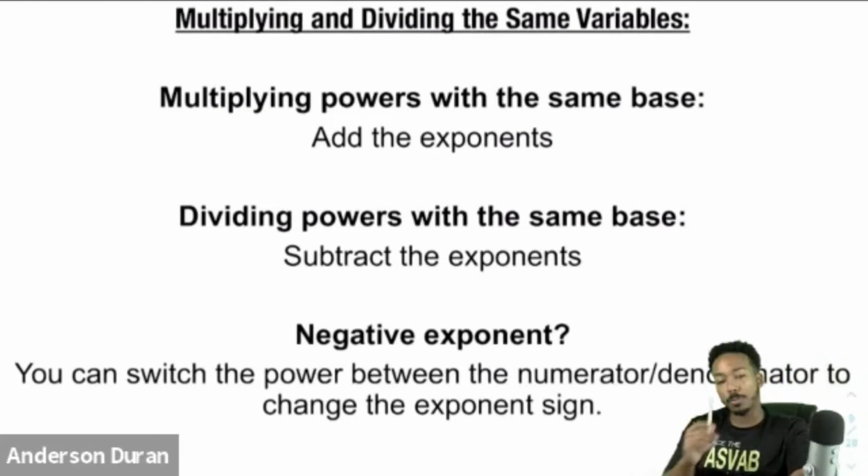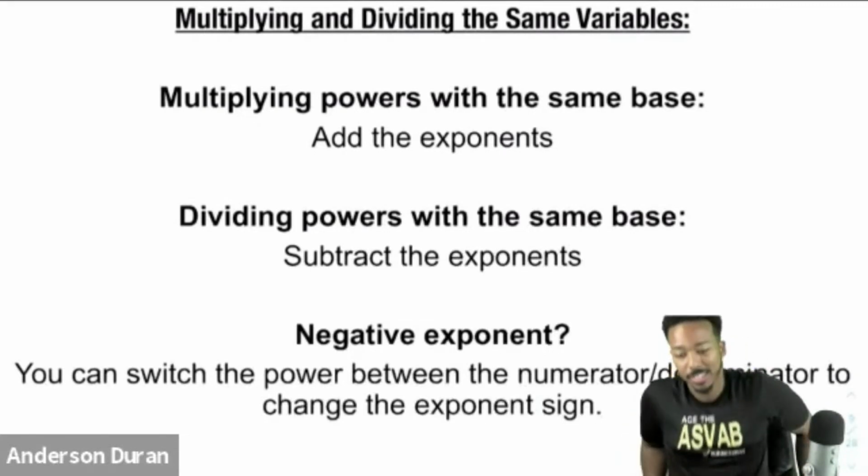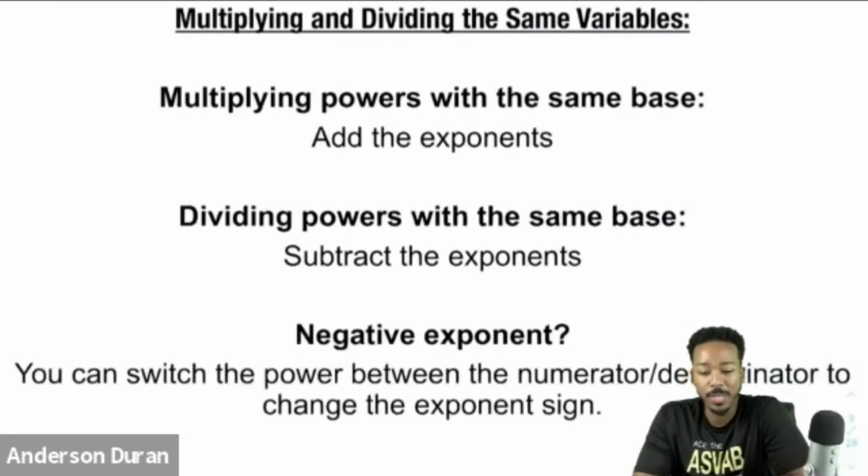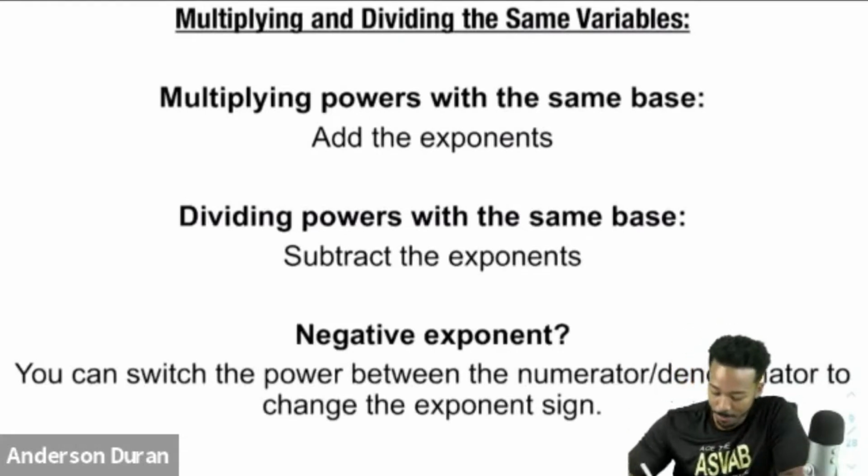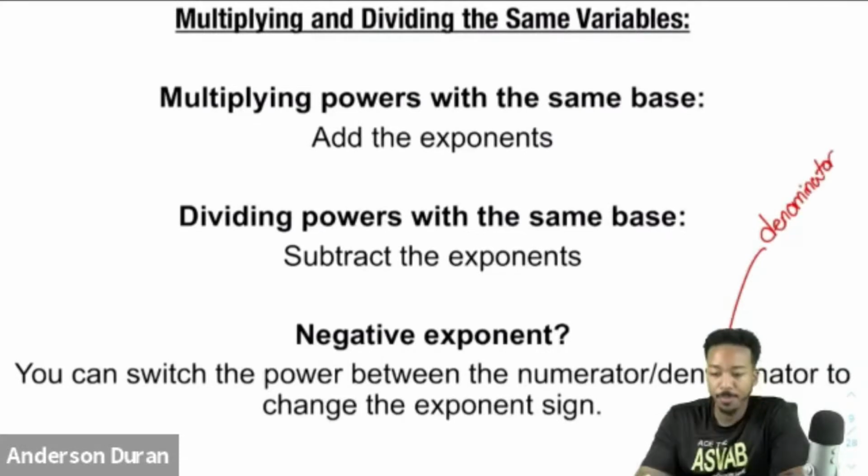So when you're multiplying powers that have the same base, all you got to make sure you do is add the exponents. And if you don't know what that means, hey, that's okay. Write this down first because I'm going to show you exactly what that means. And so obviously you can't see right behind me, this right here, denominator. Right there, that says denominator.